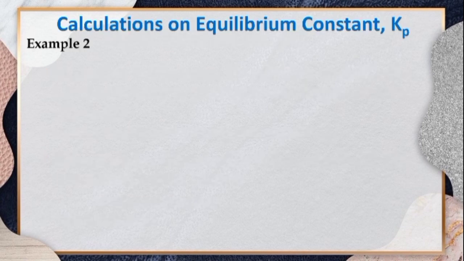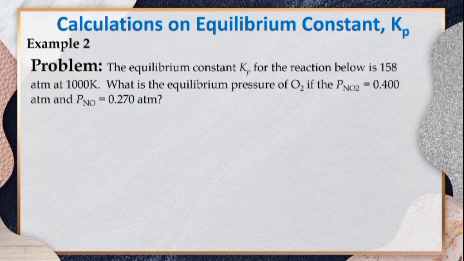Let's do mathematical calculations on equilibrium constant Kp. The problem is, the equilibrium constant Kp for the reaction below is 158 atmosphere at 1000 Kelvin. What is the equilibrium pressure of O2 if the pressure NO2 is equal to 0.400 atmosphere and pressure NO is equal to 0.270 atmosphere? The reaction is 2 moles NO2 gas yields 2 moles NO gas plus 1 mole O2 gas.